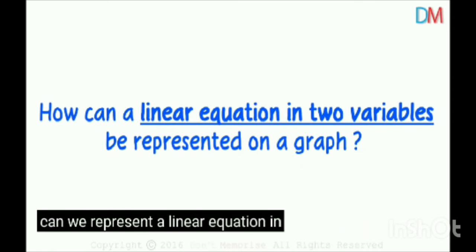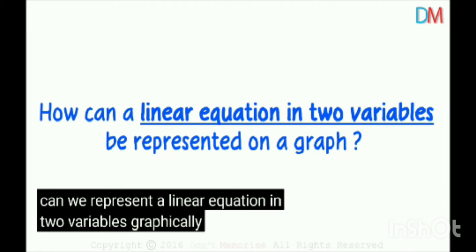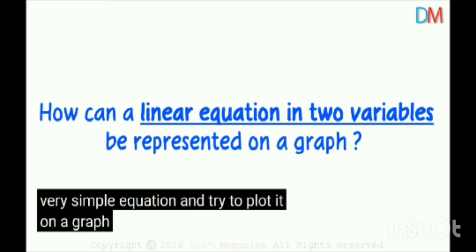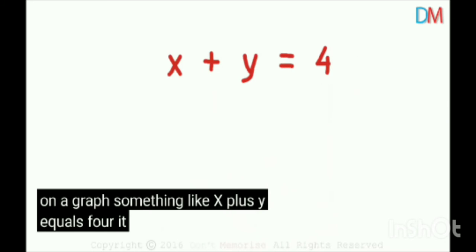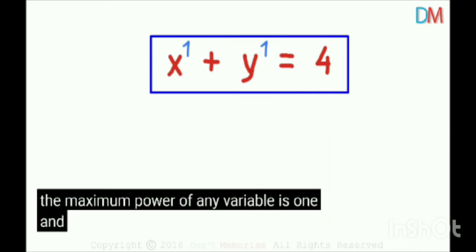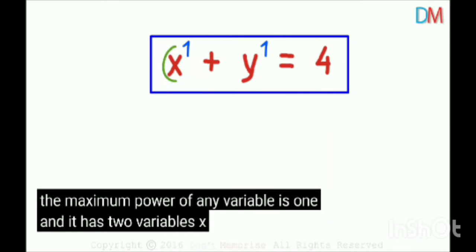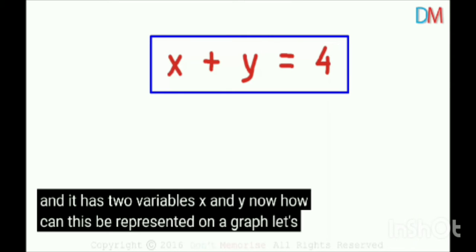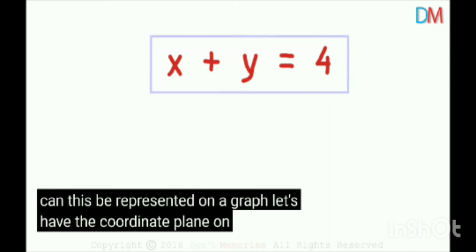Represent a linear equation in two variables graphically. Let's take a very simple equation and try to plot it on a graph. Something like x plus y equals 4. It is a linear equation as the maximum power of any variable is 1 and it has two variables x and y. Now how can this be represented on a graph? Let's have the coordinate plane on the right-hand side.